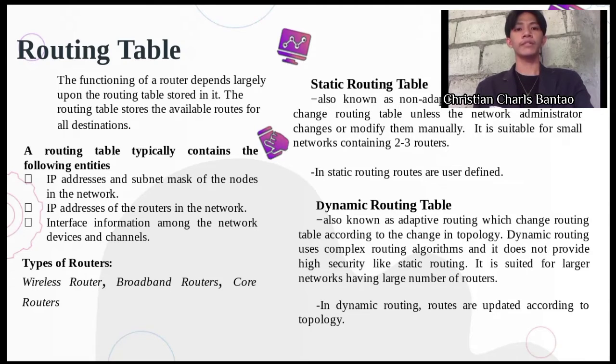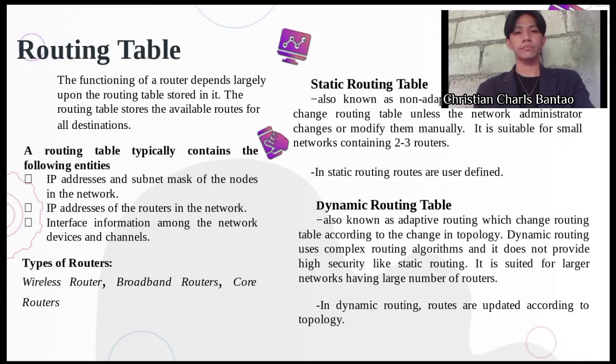Number 1, IP addresses and subnet masks of the nodes in the network. 2 is the IP addresses of the router in the network. And the last one is interface information among the network devices and channel. These are the types of routers: wireless router, broadband routers, core routers, and this example is usually ito yung mga ginagamit natin na source ng ating internet.